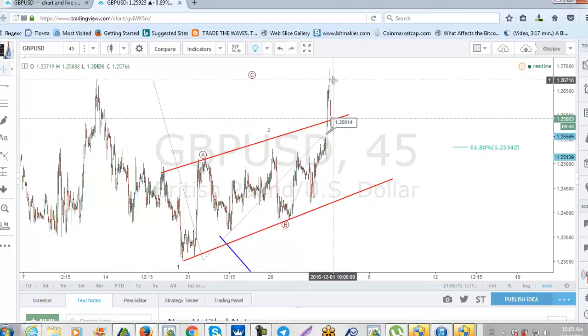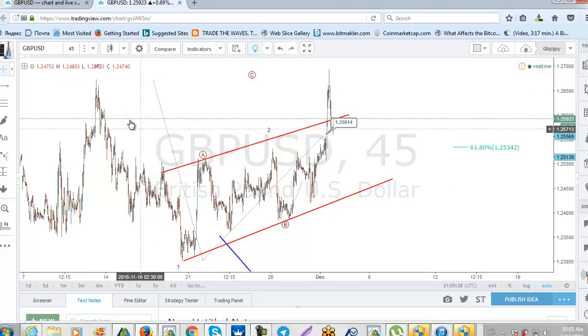So this may not really be a second wave anymore, because the second wave does not go above the starting point of the first one. So this has violated an impulse wave expectation, or a motive wave expectation. So this may not really be a motive wave anymore. So we just have to drop this and see what price is going to do next.